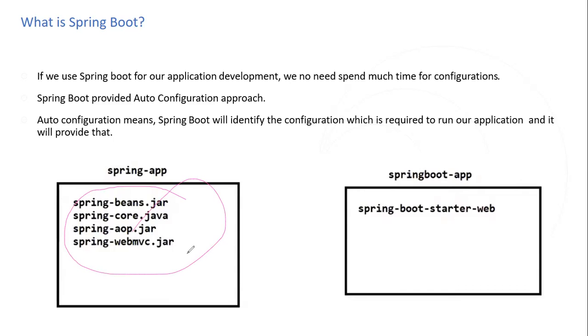But if you are developing the same application using Spring Boot, you require only one jar. Watch here, only the starter web jar is required, and it automatically detects, yes, this is a web application. For a web application we require a front controller, and it will capture that front controller automatically. You do not need to configure it or tell Spring Boot. It automatically detects and captures the front controller.